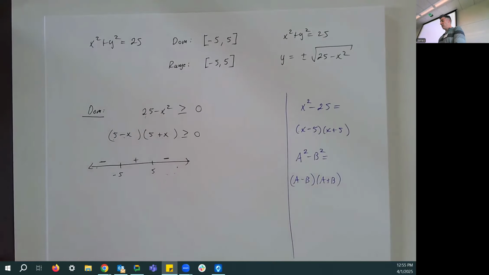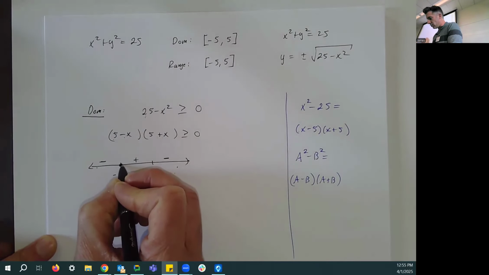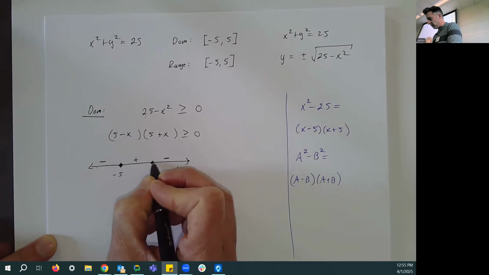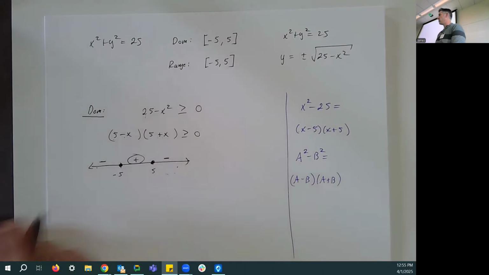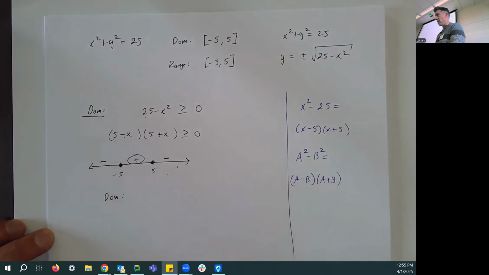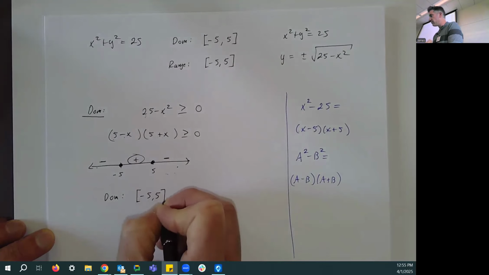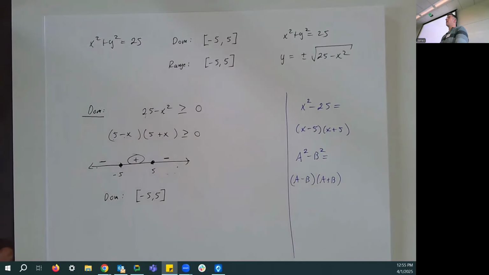I'm trying to figure out where this whole thing is bigger than or equal to 0, meaning I want to include the 5 and the negative 5. I want this middle part where it's positive. So my domain here, not surprisingly, because we already knew the answer, is negative 5 to 5. That's how we could have done it without having graphed it at all.